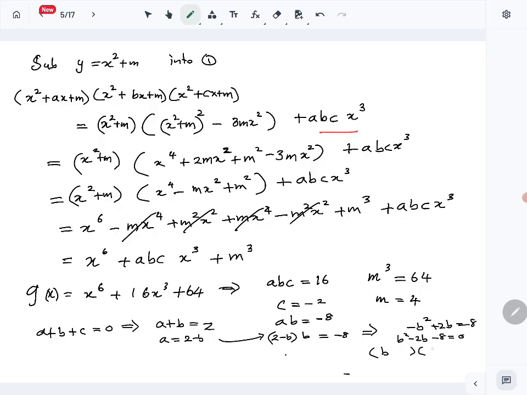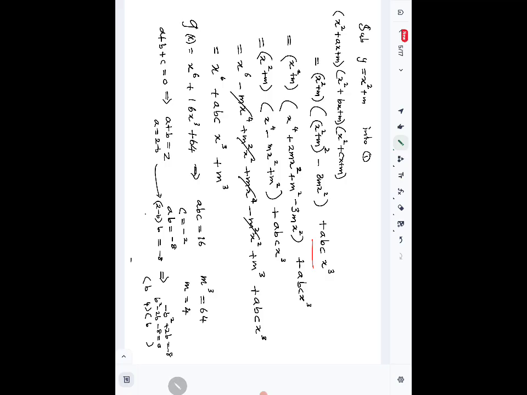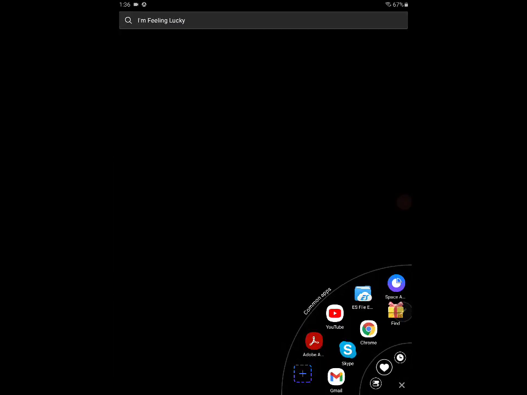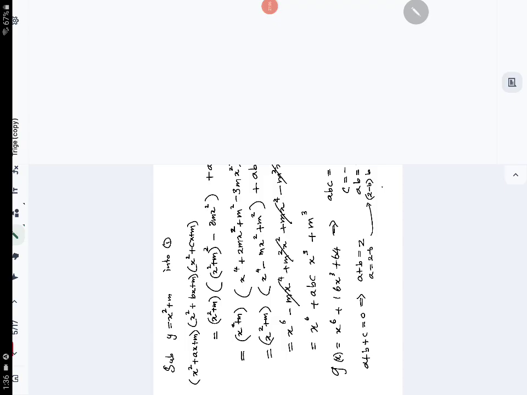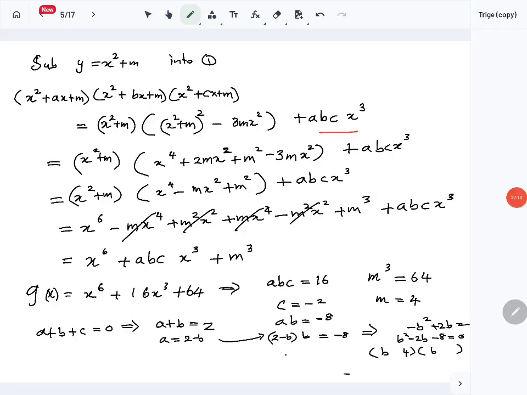So that will give you what? B minus 4 and plus 2. B minus 4 and plus 2 equals 0. So that means B can be 4 or B can be minus 2.